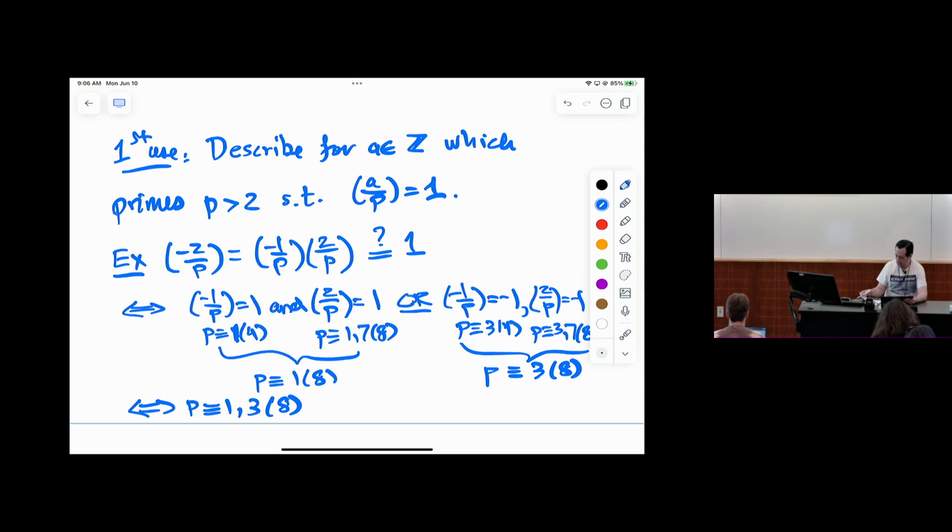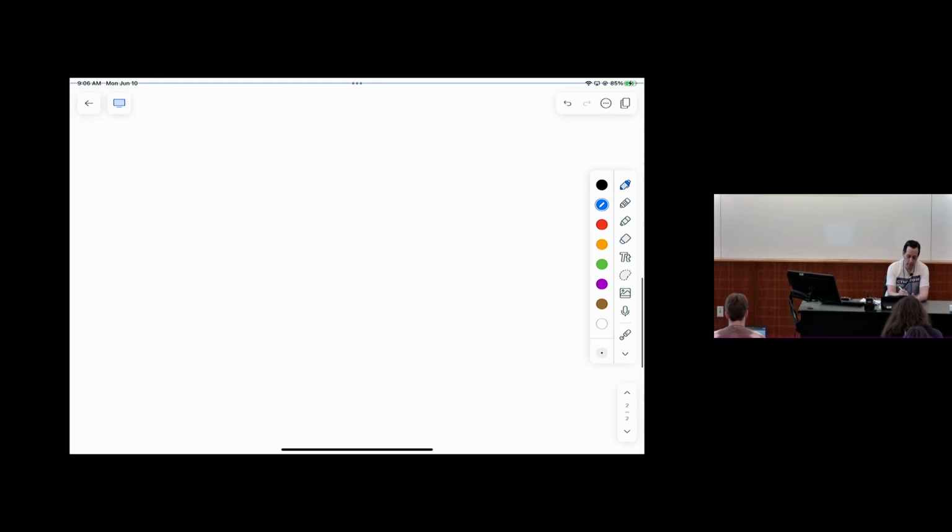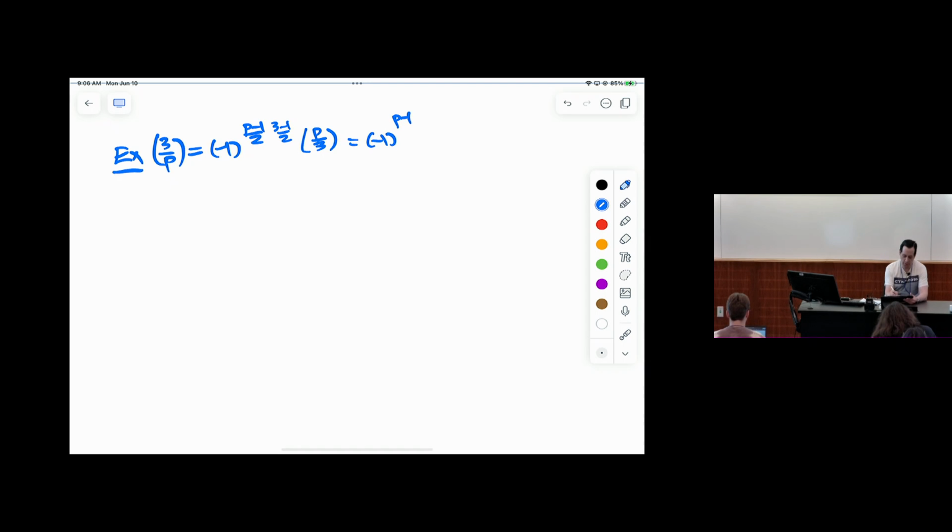Let's do another example. Let's take the case of 3. When is 3 a square? By the main law, assuming p is not equal to 3, although I said it doesn't matter, the main law is true either way, we get (-1) to the (p minus 1)/2 times (3 minus 1)/2, p on 3. And (3 minus 1)/2 is 1, so this is just the product -1 to the (p minus 1)/2, p on 3.